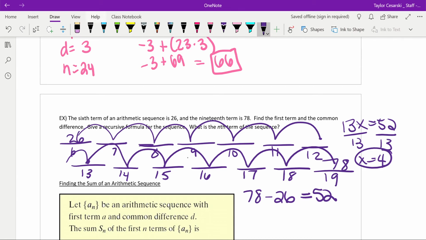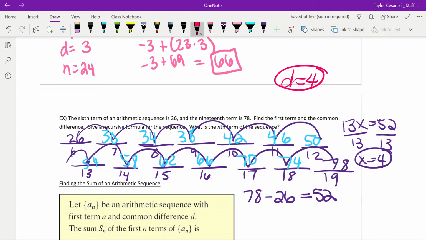If you don't believe me, you can go in and fill it in. 34, 38. Doing this quickly, I hope I can add. 46, 50, 54, 58, 62, 66, 70, 74. Yes, it worked. And I would obviously go back and check yourself. Okay, so we answered one part of our question, which was find the common difference. So my common difference is 4.